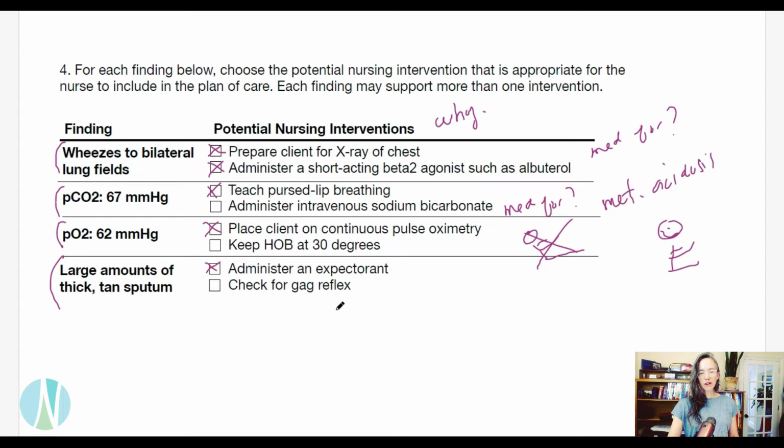And then check for the gag reflex. All right, so you want to stick like a popsicle stick into their throat and the back of their tongue and see if they gag. Do you think that's going to help with the sputum? No, that's definitely not going to help. That's one of those I call a do nothing answer.